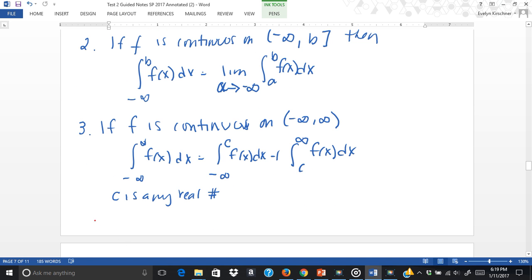I just want to remind you, if a limit converges, then it goes to a number, and if a limit diverges, then it doesn't exist. We say it does not exist, or it goes to infinity, or it's undefined. So if a limit is undefined, then it diverges.